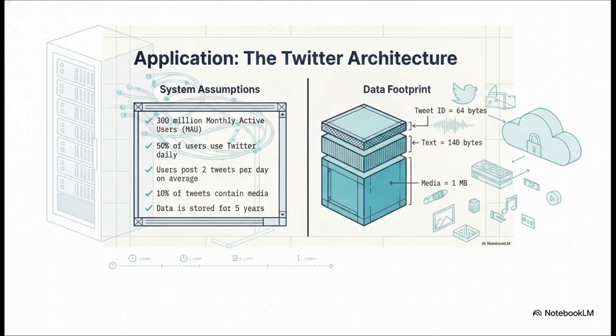So let's actually run this engine using Twitter's architecture as our test case. First things first, we've got to lock in our assumptions. Let's assume 300 million monthly active users, and say 50% of them use the app daily. We'll say they post about 2 tweets per day on average. 10% of those tweets contain media, and we've got a mandate to store this data for 5 years. As for the data footprint itself, a basic tweet ID and text is about 200 bytes, but that media attachment, that's a heavy 1 megabyte footprint.